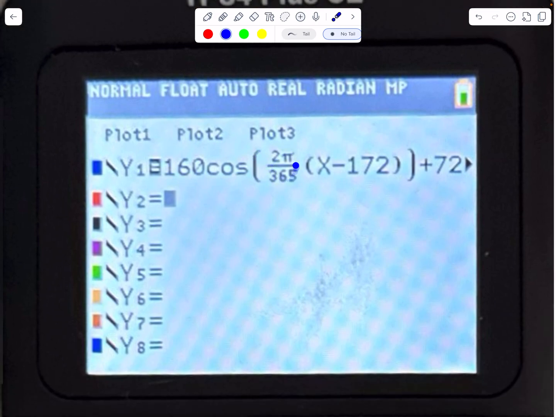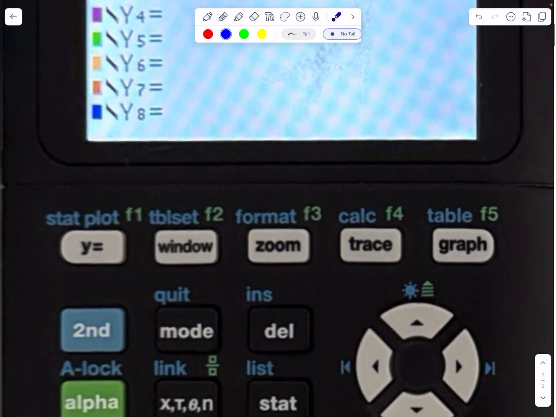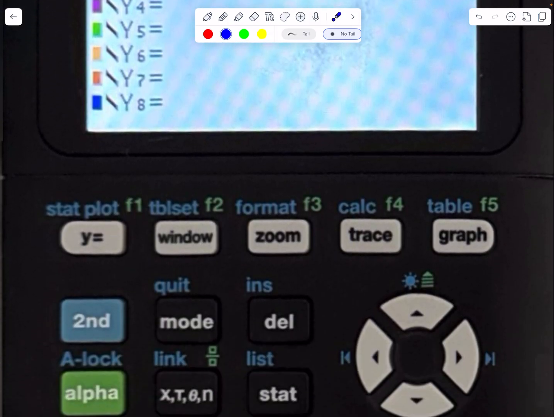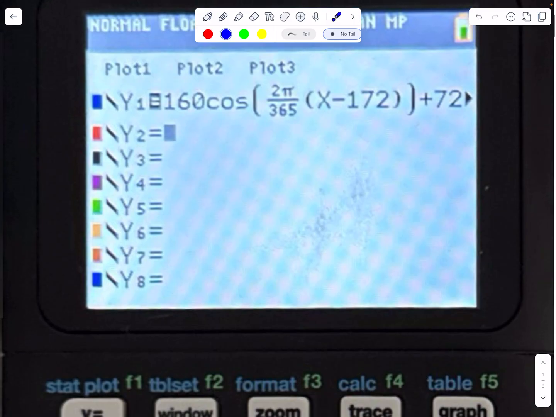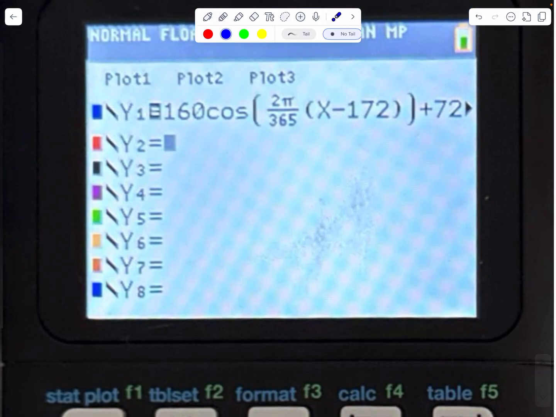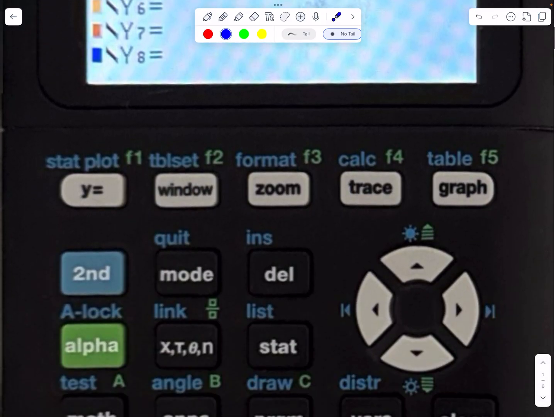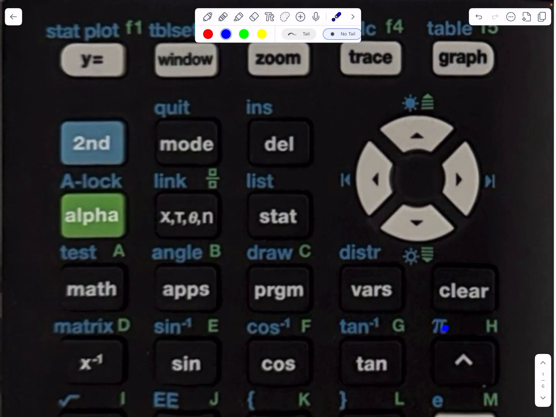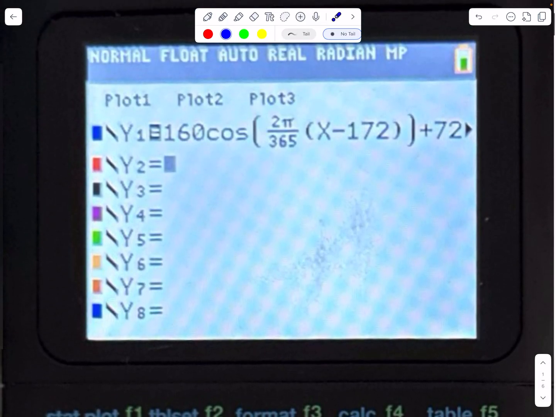Now when you get to this part, to put in a fraction, you press alpha y, and the first thing that pops up will help you put in the fraction. We put 2π. Make sure when you're putting in pi, anything in blue writing, you press second caret for the pi, and everything else is pretty much self-explanatory. So you put that in the calculator.